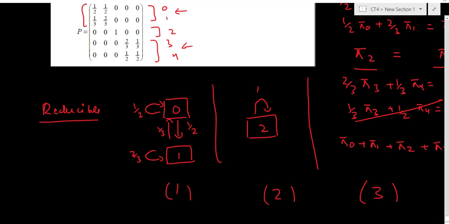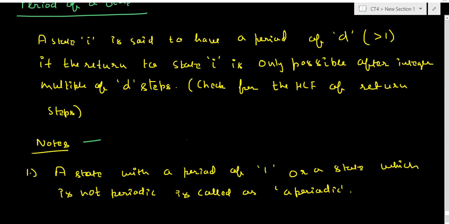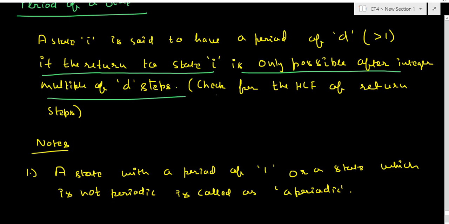Okay, now let's move on to the next rule. Before discussing the next rule, I need to discuss with you a new property relating to Markov chains. And what I'm going to discuss is the period of a state. So what do I mean by the period of a state? Any state i is said to have a period of d, where d is some constant, if the return to i is only possible after an integer multiple of d steps.